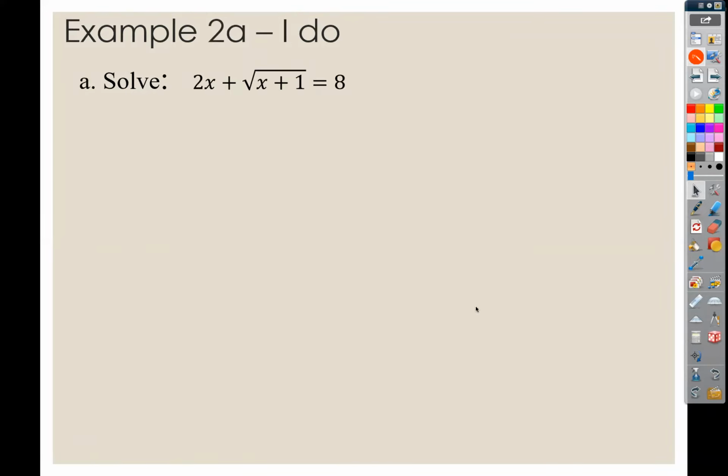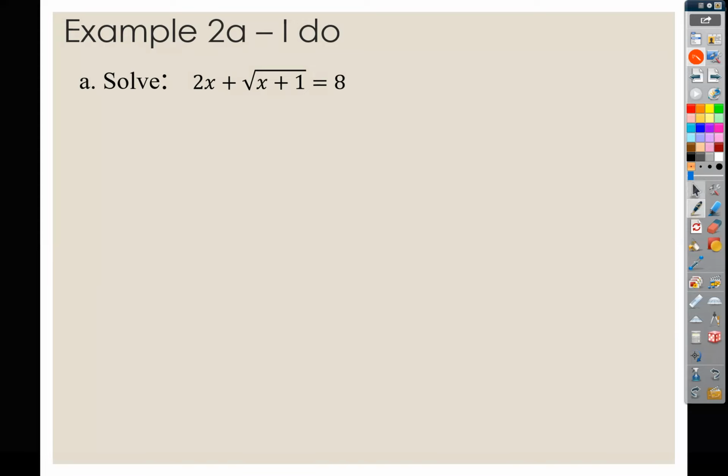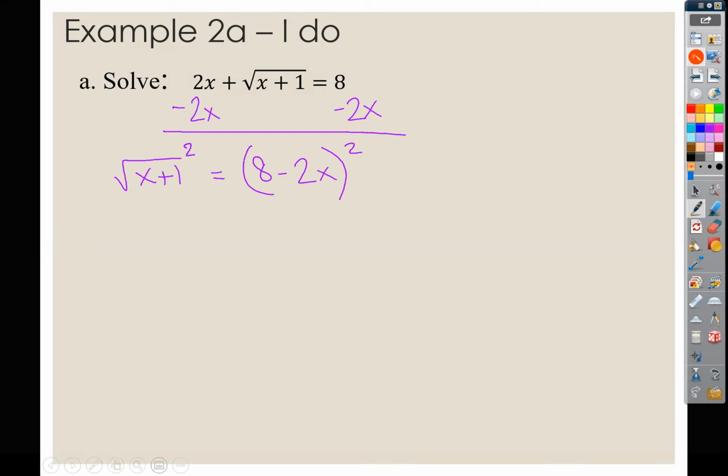Okay, example 2a, now we have more complicated stuff. So we're gonna isolate one side if possible. So I'm gonna subtract 2x from both sides. So I get the square root of x plus 1 equals 8 minus 2x. Now I'm gonna square both sides of the equation.